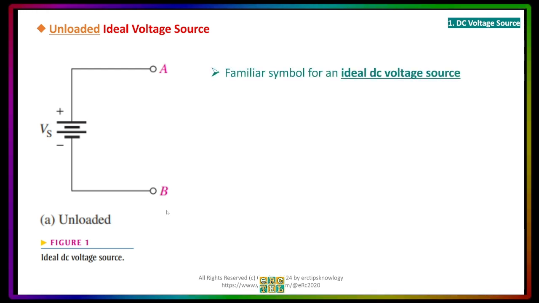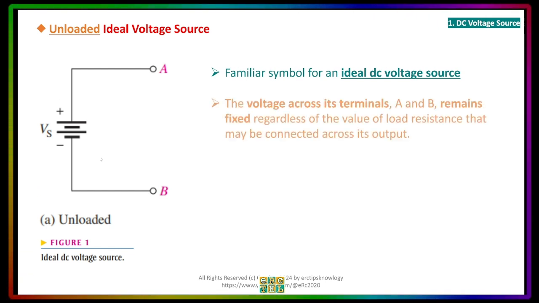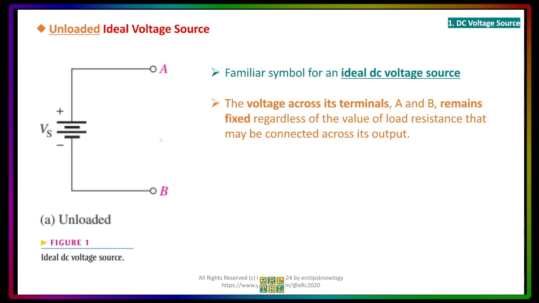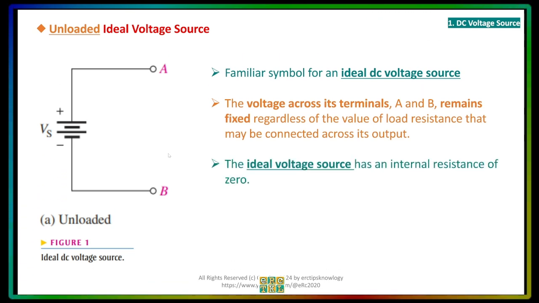Now, the familiar symbol that you see here is for the ideal DC voltage source. And the voltage across terminals A and B will not change, or it will become fixed, even if you put any load resistance here on the letter A and letter B. And the ideal voltage source has an internal resistance of 0 ohm.